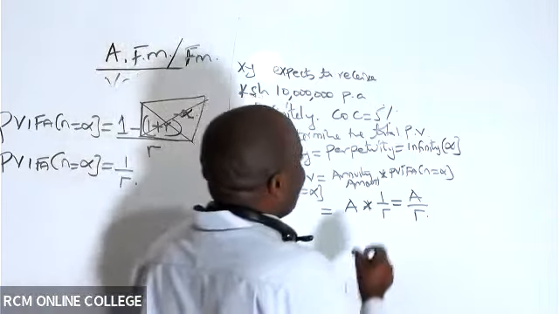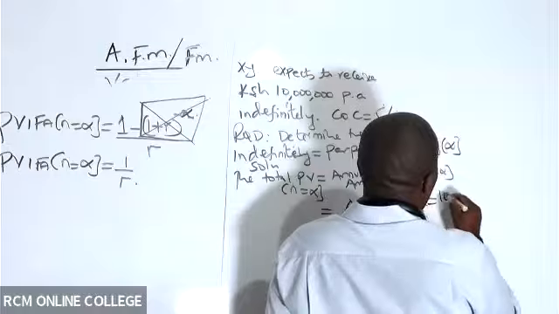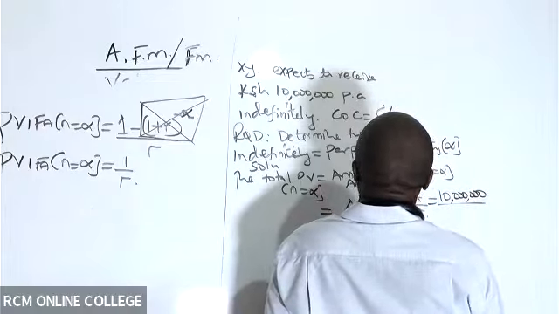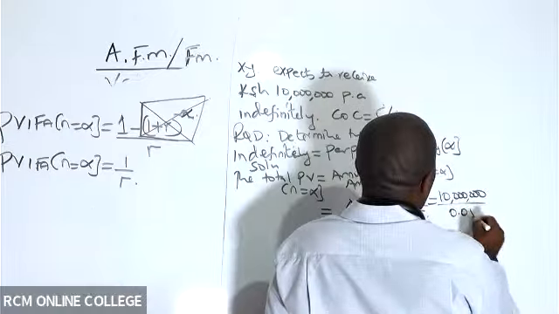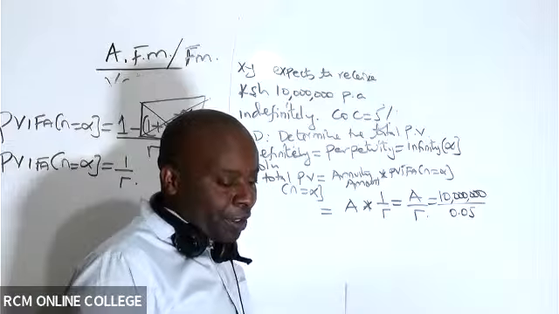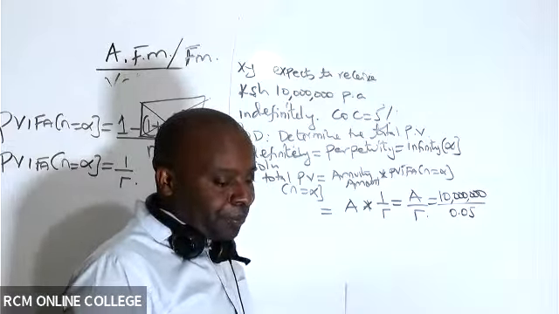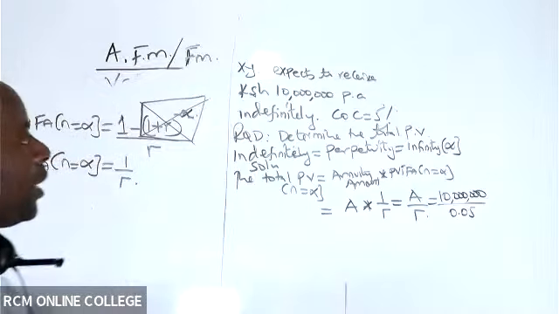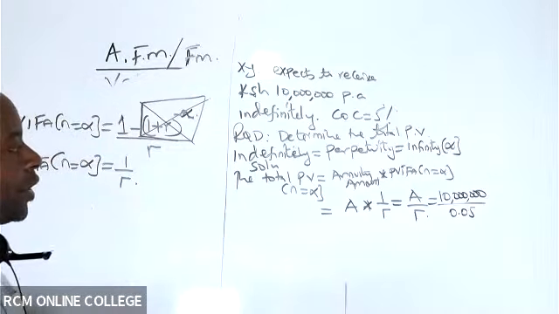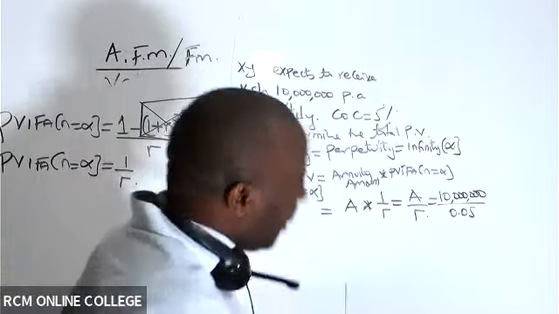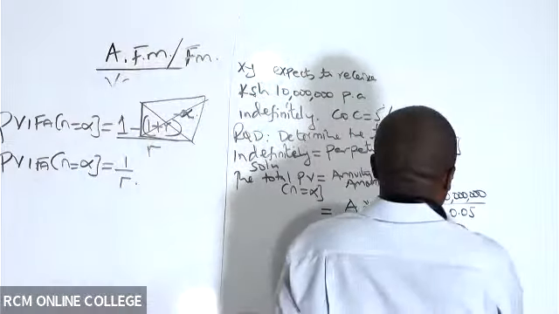So the amount in this case is 10 million, and then you divide this by r. Our r, the cost of capital, is 0.05. So is there somebody in this case who can give us this total present value? It's quite a huge figure. 200 million. Thank you so much.